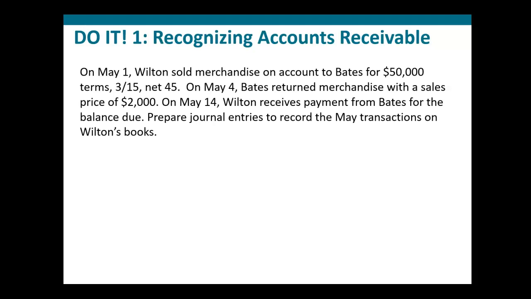Okay, Wilton sold merchandise on account to Bates, $50,000, terms 3/15, net 45, so 3% if paid within 15 days, net due in 45. On May the 4th, they returned merchandise with a price of $2,000, and on the 14th, Wilton received a payment.